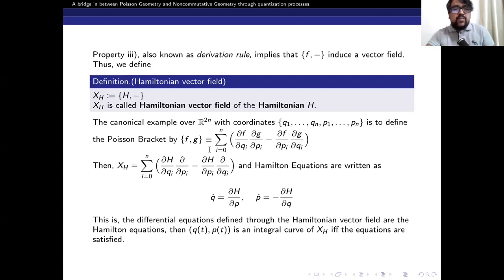So if we define the Poisson bracket using this formula, then the Hamiltonian vector field is this one. And the differential equations induced by this vector field are called the Hamilton equations. So any solution of the Hamilton equation is an integral curve of the Hamiltonian vector field, which in physics is interpreted as the trajectories of the particles moving in the space.